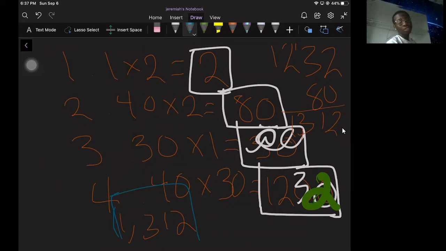You fully understand the easier way to multiply 2 by 2-digit numbers.